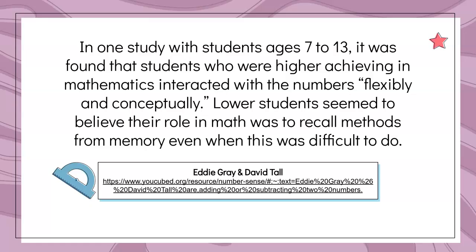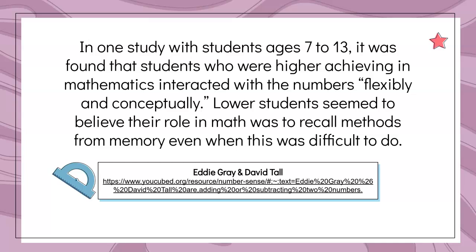One study here by Eddie Gray and David Tall found that students ages 7 to 13, so right around the age that kids are in first grade, a little bit older, students who were higher achieving in mathematics interacted with the numbers flexibly and conceptually, so with number sense. Those students were higher achieving.